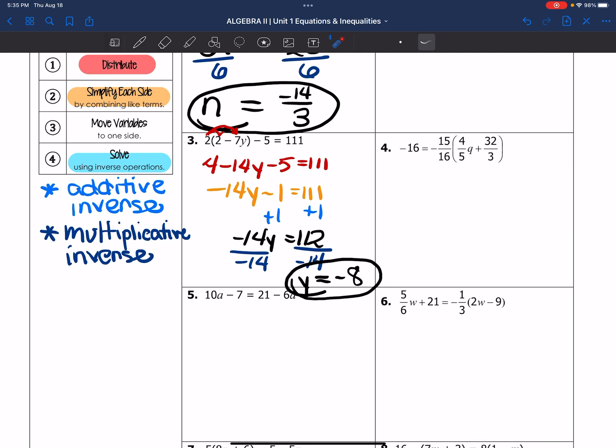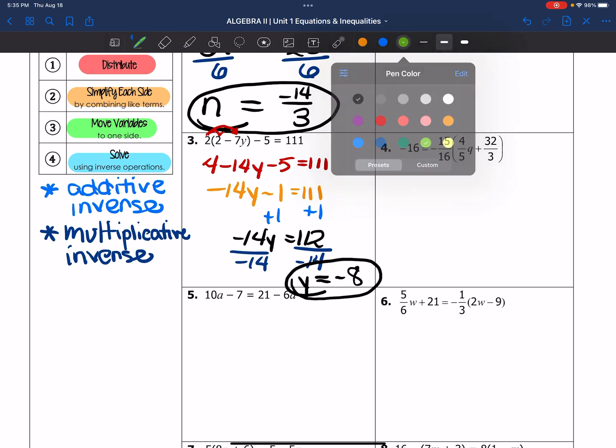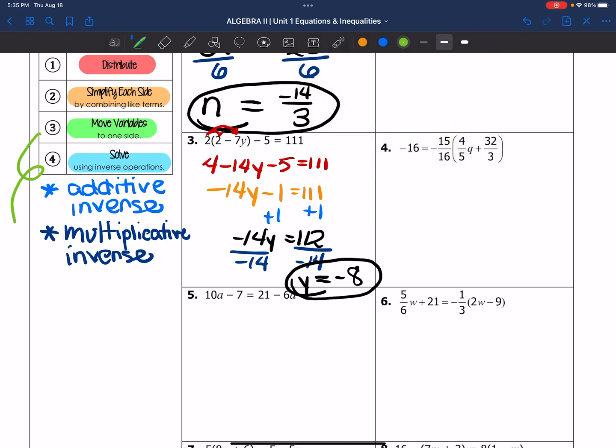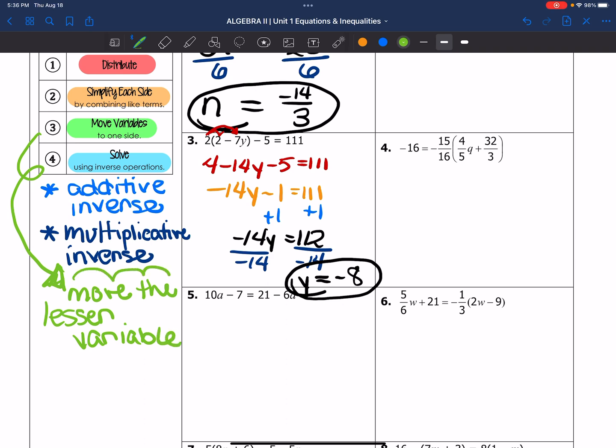So then we move on to the next step, step number 3, which is to move our variable to one side. Now, I want us to be very intentional in this movement. When we are moving, make a little note down here: you want to move the lesser variable. Move that smaller variable. That's what we're going to want to do here.